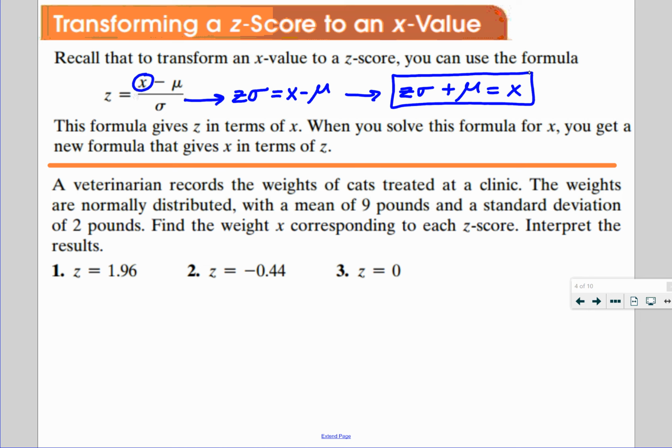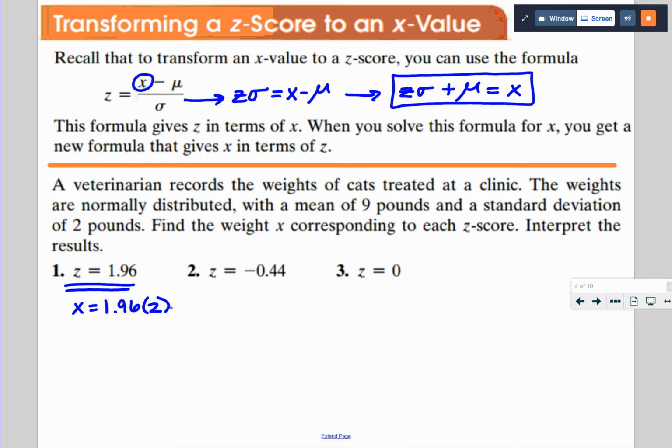A veterinarian records the weights of cats treated at a clinic. The weights are normally distributed with a mean of 9 pounds and a standard deviation of 2 pounds. Find the weight x corresponding to a z-score. Interpret the results. Okay, so the first z-score they give us is 1.96. We don't have to find it in our chart. It's already given to us. So we're just plugging it in the formula. 1.96 times my standard deviation, which is 2, plus my mean, which is 9.